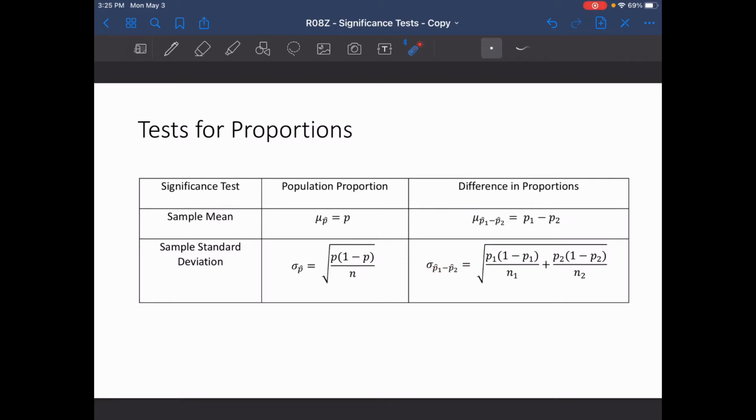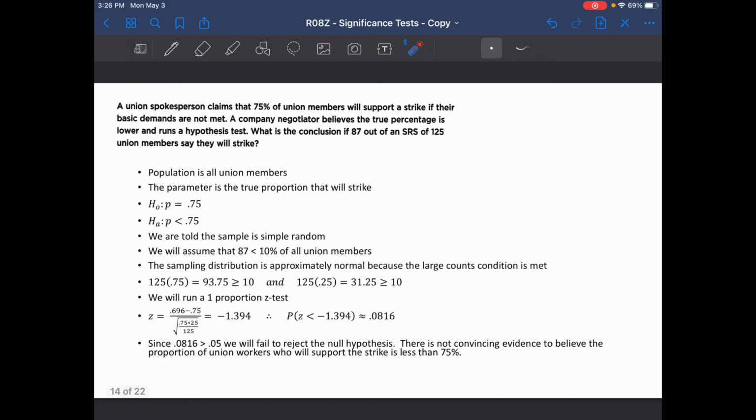The difference in proportions, or standard deviation for that, would be, again, we're adding, not subtracting in this case. So the proportion from sample 1 times 1 minus the proportion from sample 1 divided by the total number in sample 1, plus the proportion 2 times 1 minus proportion 2 divided by the total number in sample 2. Then we take the square root of all of that, and that gives us our standard deviation for difference in proportions.